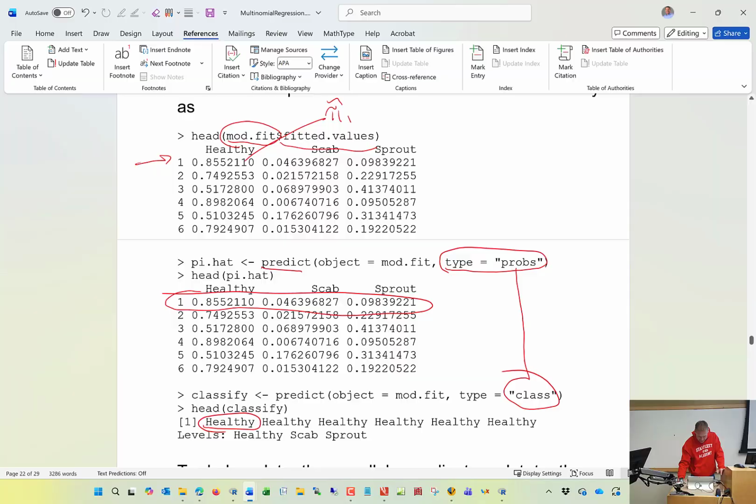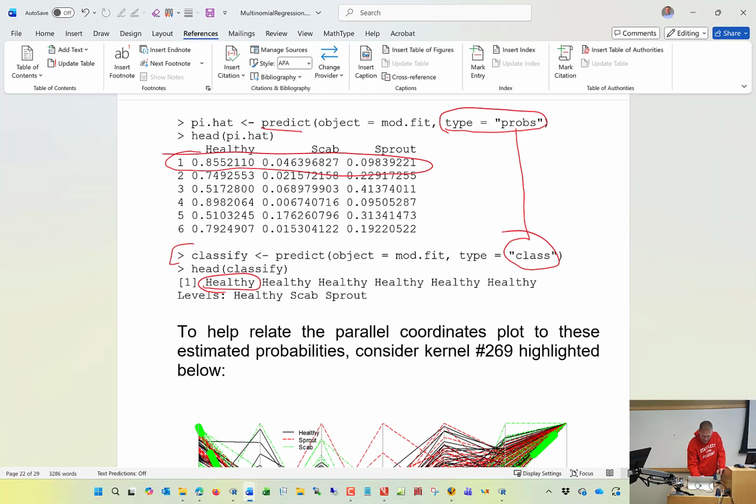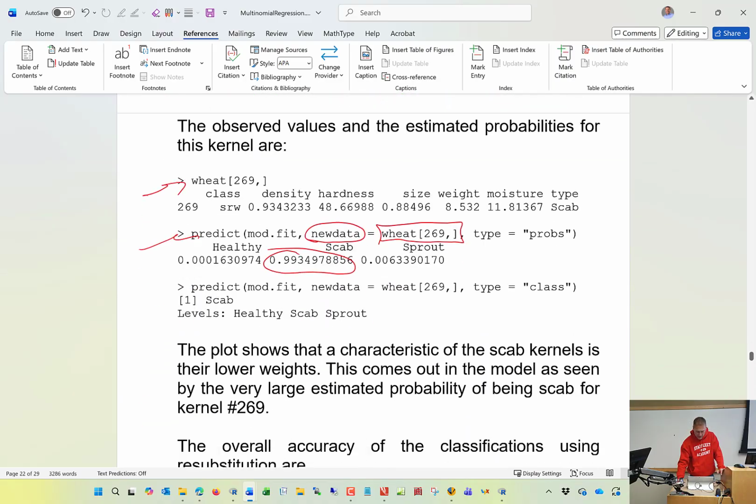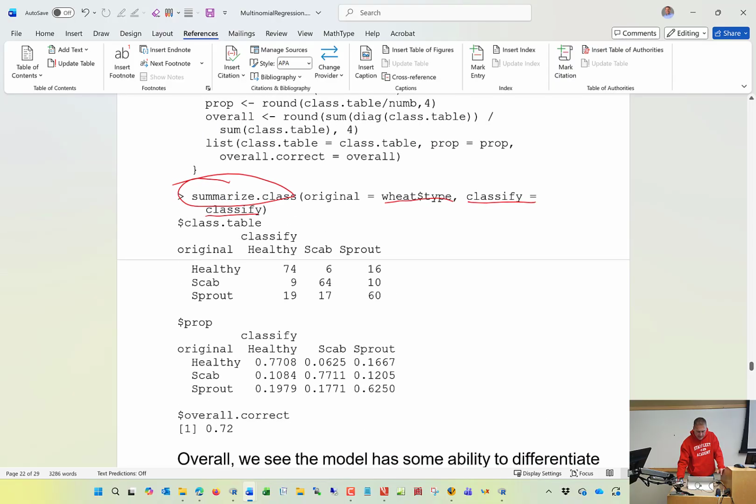So I can say classify gets the results from predict, where I say type equal class. So those are our predictions. This is what we get. The correct classification rates or prediction rates are on the diagonal of that table. The overall correct rate is 72%.